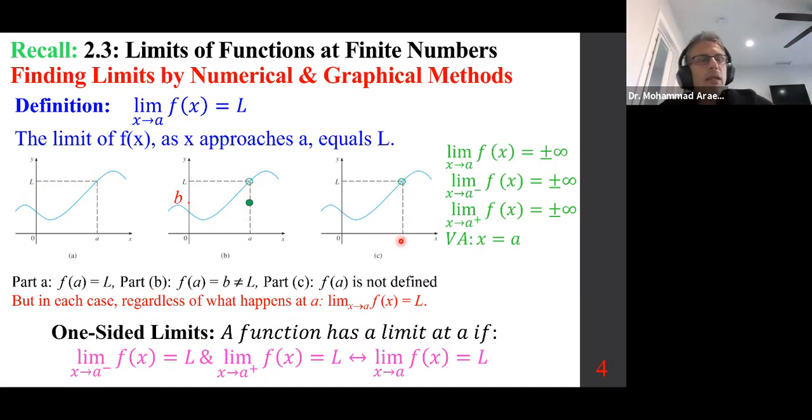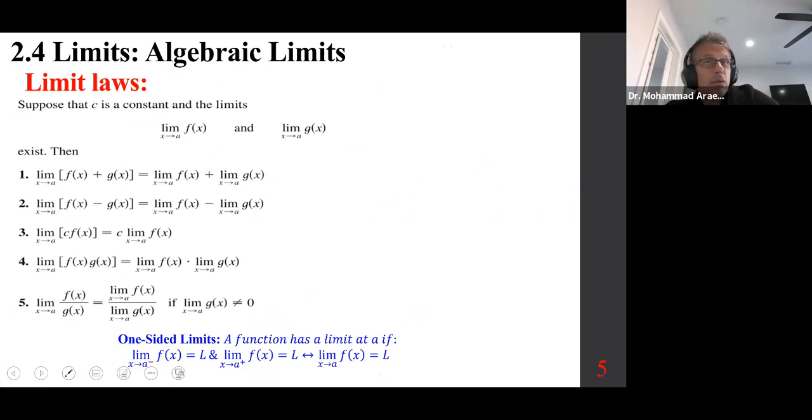So let's look at these limit laws. We are not going to use them often. Ultimately, we plug in, but we should be familiar with them. If the limit of f of x exists, the limit of g of x exists, and we have a constant, basically we can separate them. If we have a sum, we are taking a limit of a sum, it is the sum of the limits.